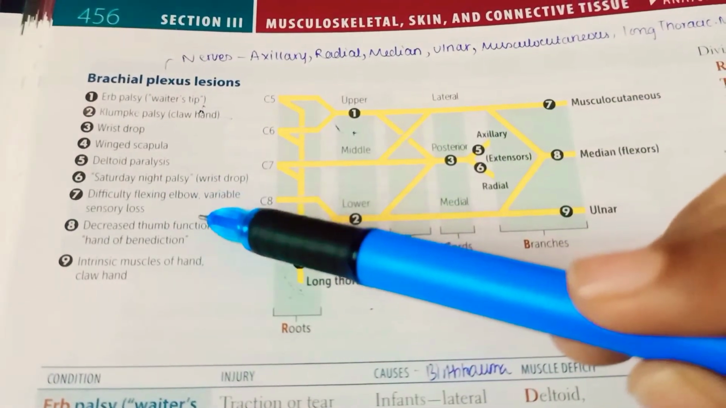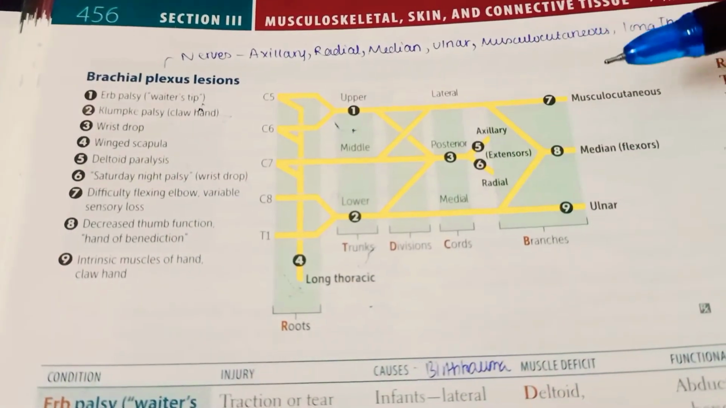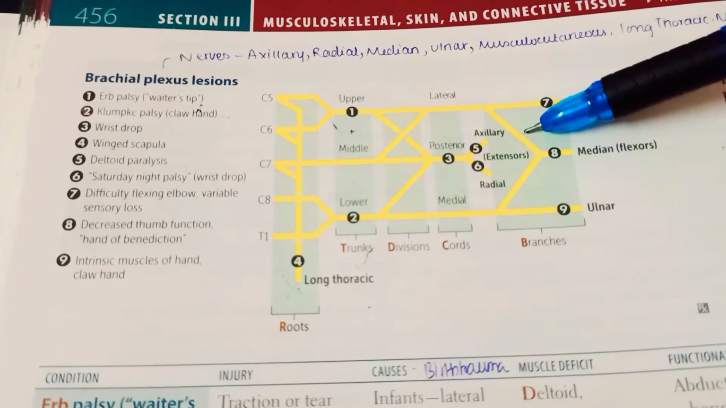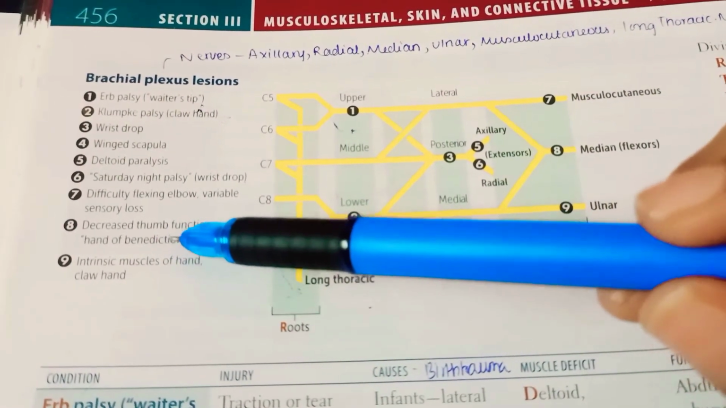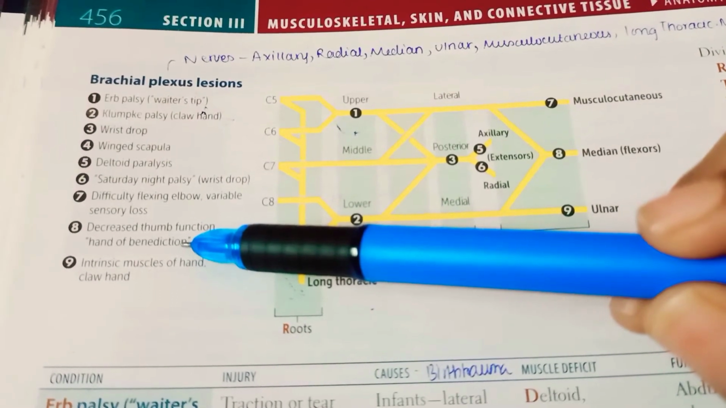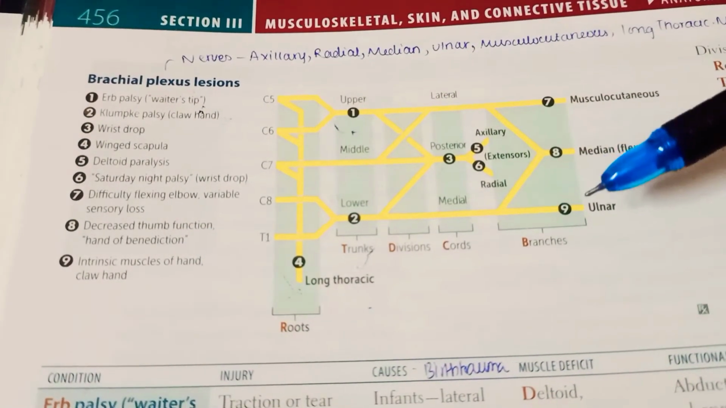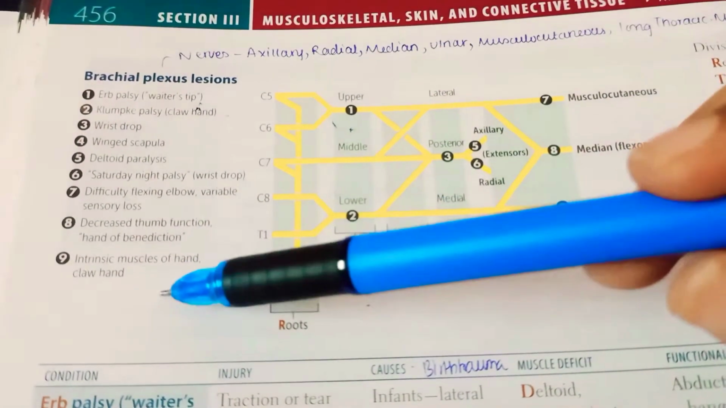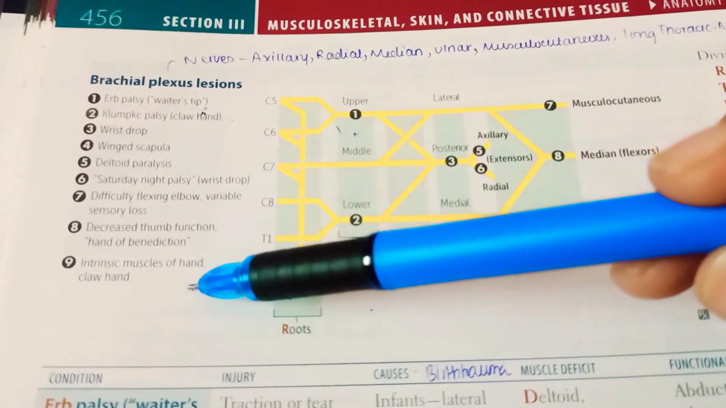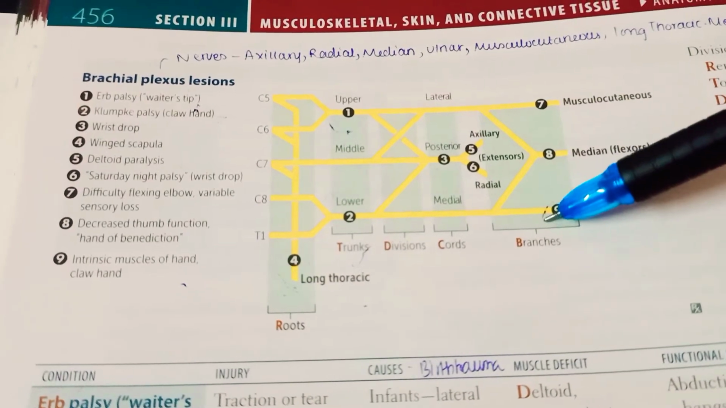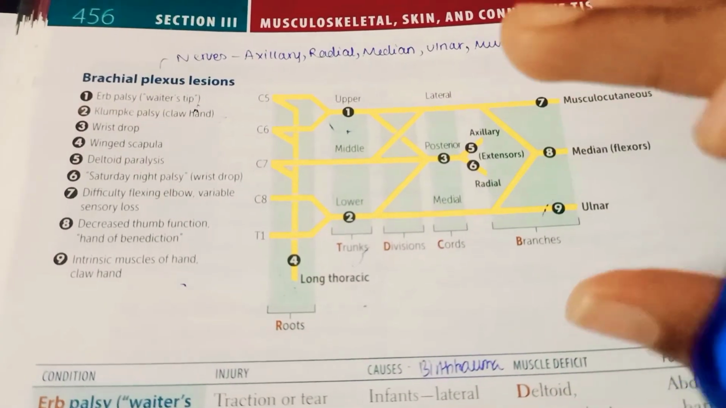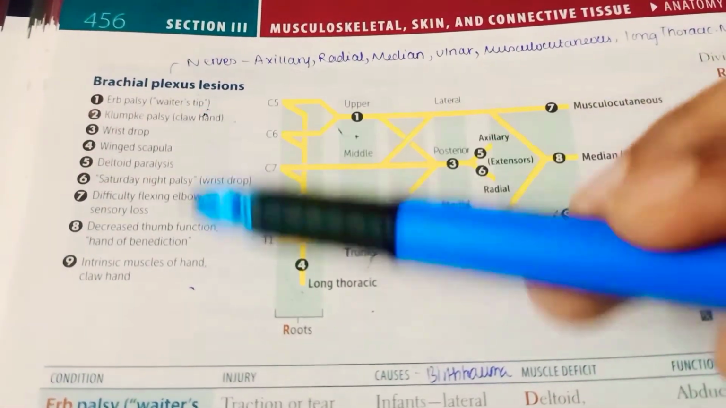Difficulty flexing the elbow with variable sensory loss is because of the musculocutaneous nerve. And decreased thumb function, hand of benediction, ape hand, is because of the median nerve, right? And intrinsic claw of hand, that is causing a claw hand, is because of the ulnar nerve, because ulnar supplies the intrinsic muscles of the hand. So like this we can remember these nine points.